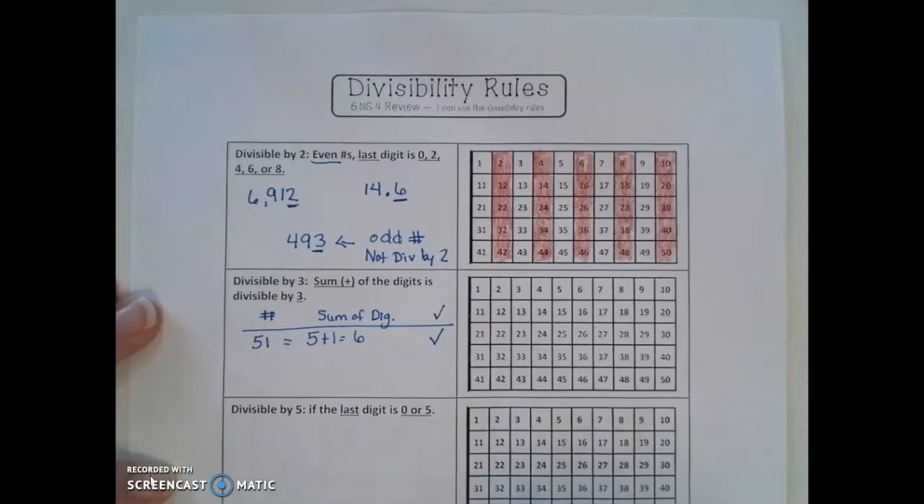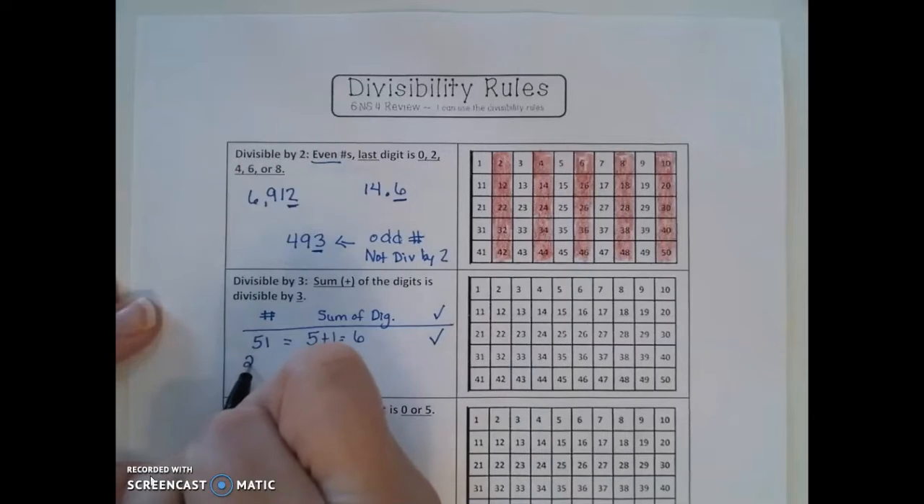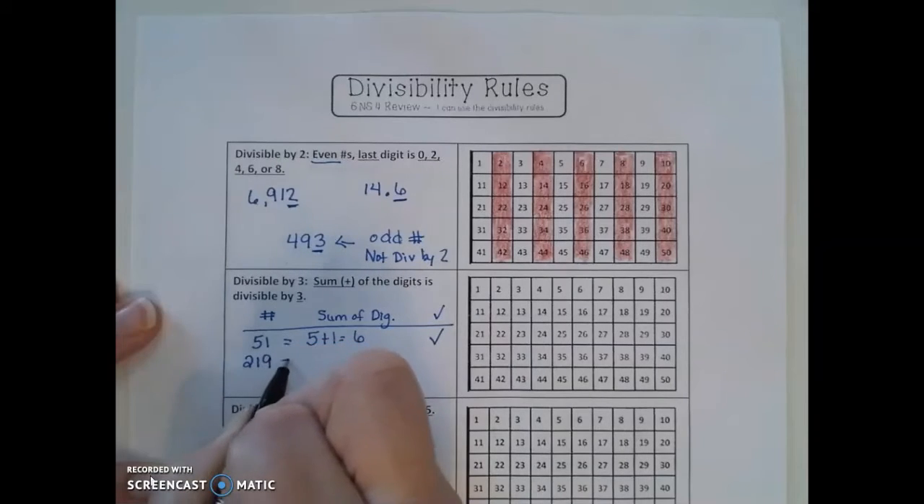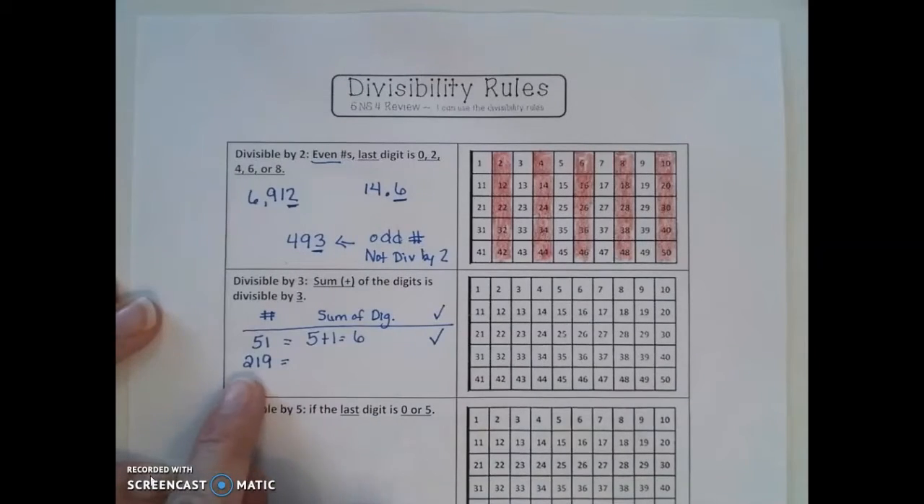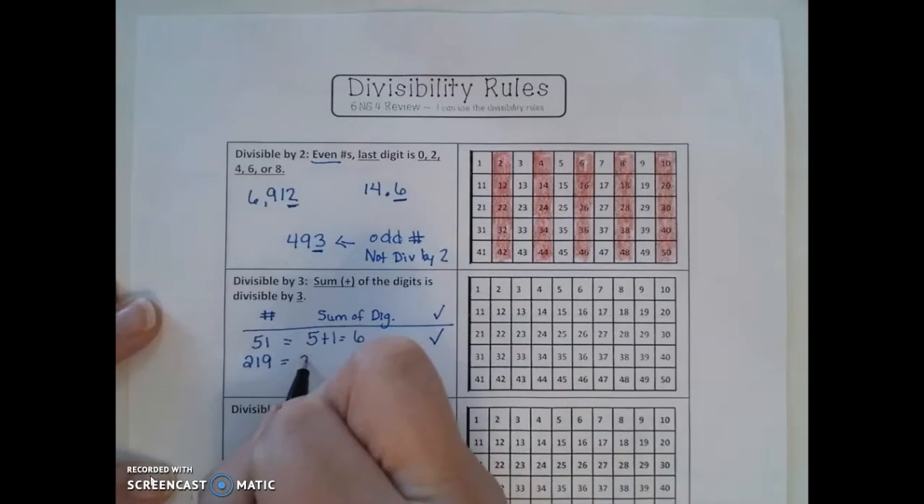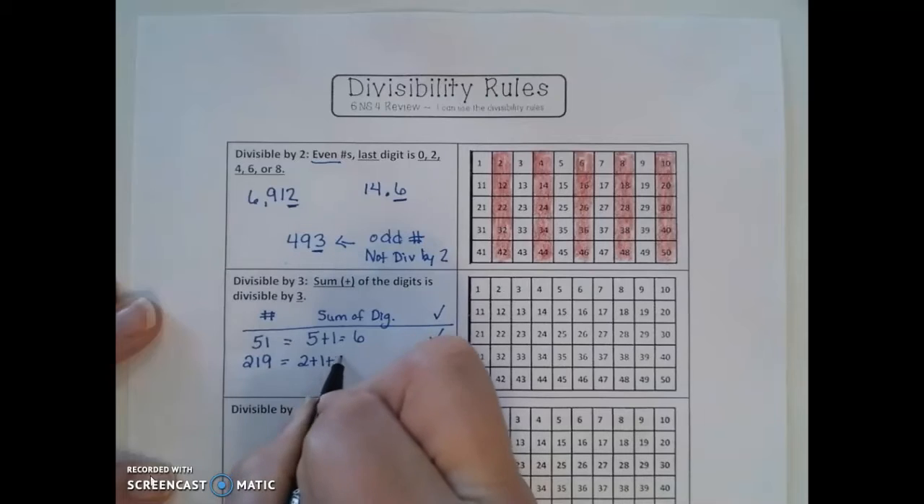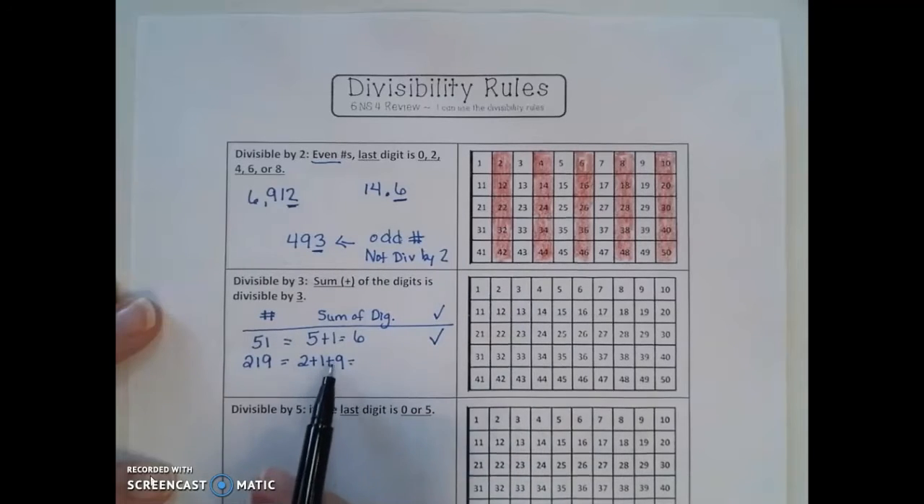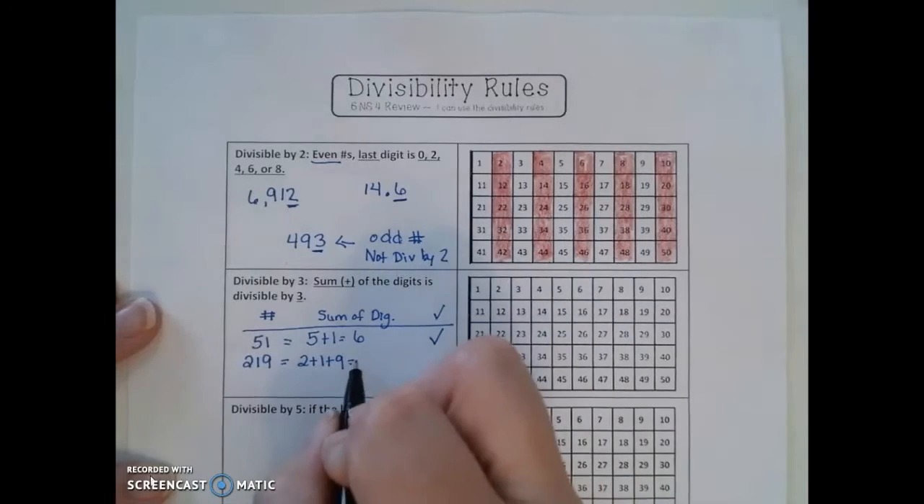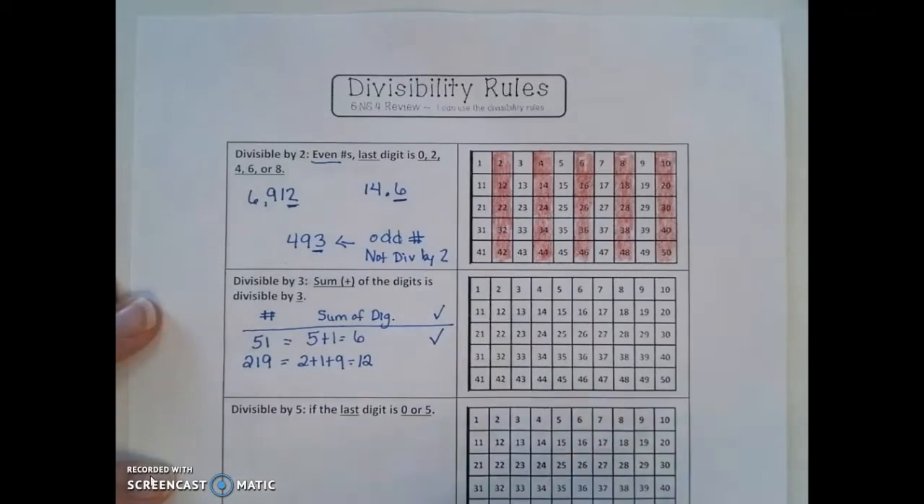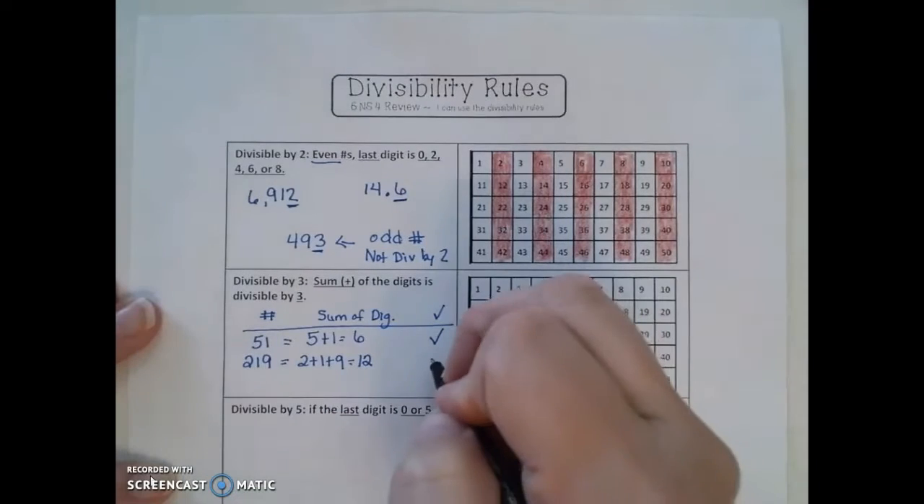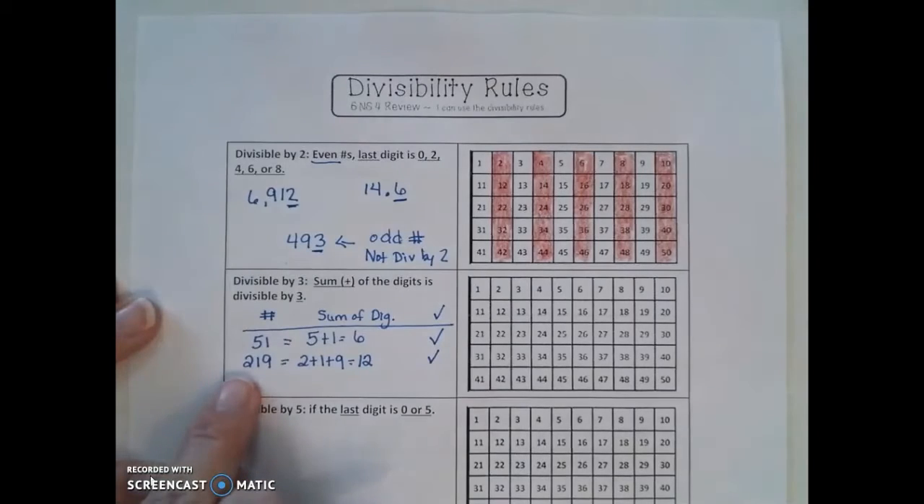The next number is 219. So this number has 3 digits, 2, 1, and 9. I will add all 3 of those, 2 plus 1 plus 9. I know that 9 plus 1 is 10, and 10 plus 2 is 12. And I know that 12 divided by 3 is 4, so this means that 219 is also divisible by 3. It's divisible by 3.